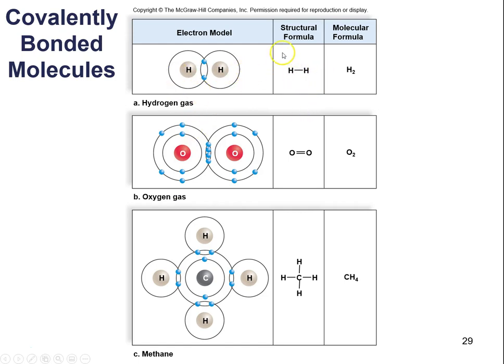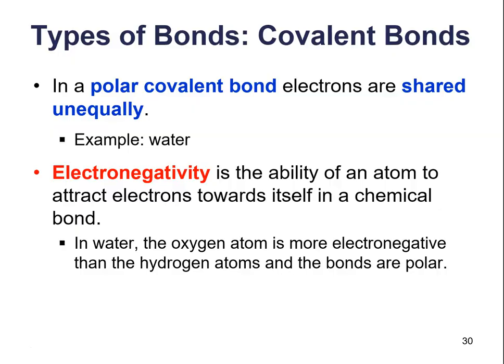And so if you look at the structural formula, it's just straight, right? Everything's sort of equal. Anyway, they're shared equally, okay? And you'll see the difference in a second when we talk about polar covalent bonds, okay?